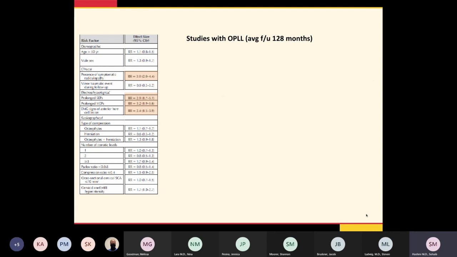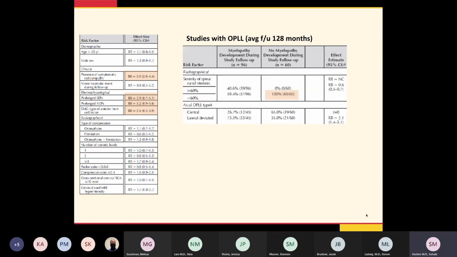I hope you can see, but the risk factors they looked at were demographic: age above 50, and the relative risk factor was about 1. Males have a little bit more of a predisposition, but clinically they found that presence of a symptomatic radiculopathy was very significant with a risk factor of 3.0, as well as electrophysiological diagnosis with SEPs and MEPs both having approximately a factor of 3 increased risk, as well as if EMG picked up anterior horn lesions.